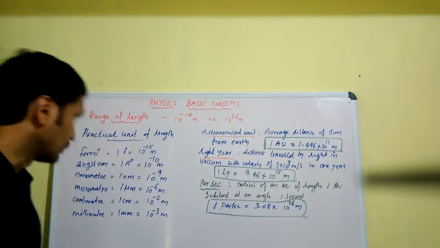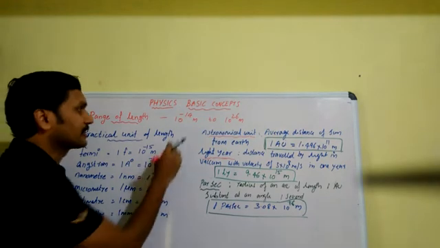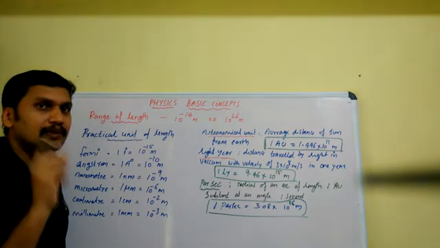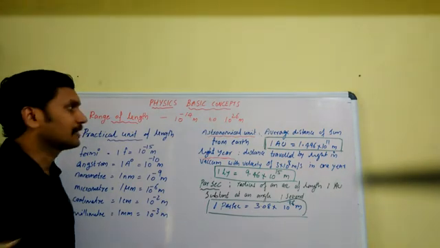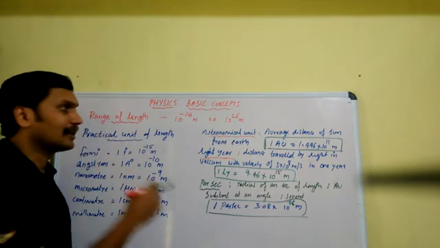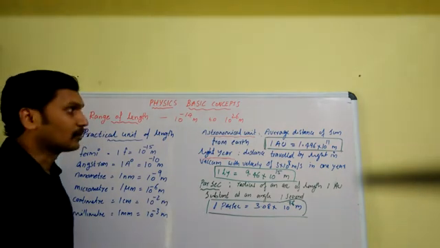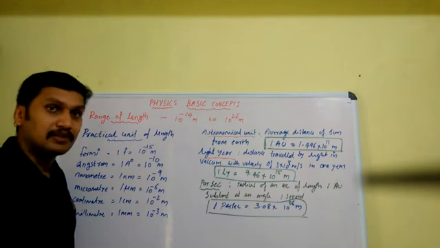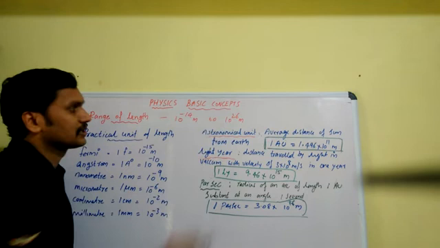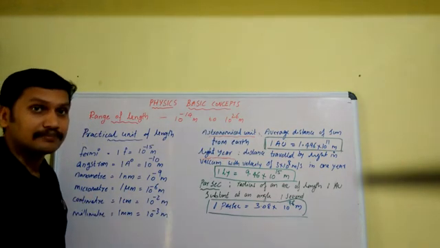Here we told you that in the universe we have objects with sizes in the order of 10 raised to minus 14 meter. Usually the size of the nucleus is in the order of 10 raised to minus 14 meter, and it extends up to 10 raised to 26 meter. We want to measure the size of the universe or the size of the galaxies, which extends up to 10 raised to 26 meter. This is a wide range of measurement actually.